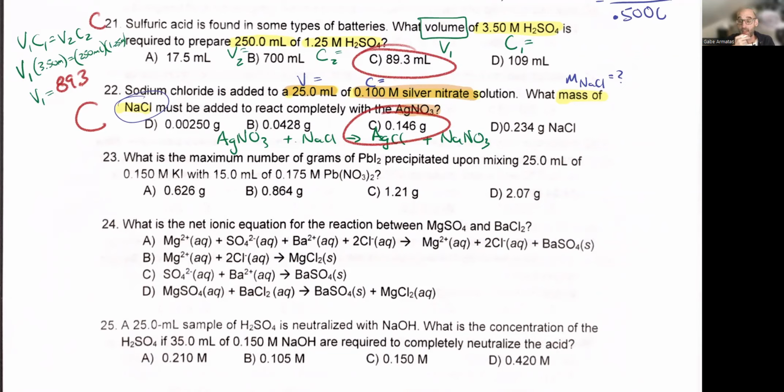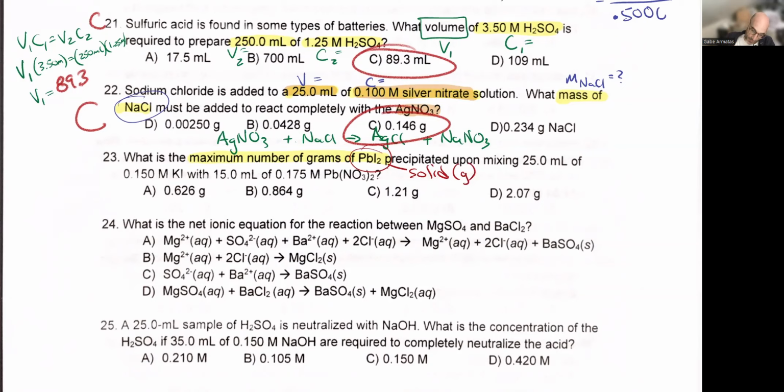So what is the maximum number of grams of lead iodide precipitated upon mixing? Okay, upon mixing. This is a little bit different. This is a limiting reagent problem. So we have 2 starting points. What I am looking for in this one is maximum grams of lead iodide. So we are going to solid lead iodide, and that means that we're converting to grams of PbI2.